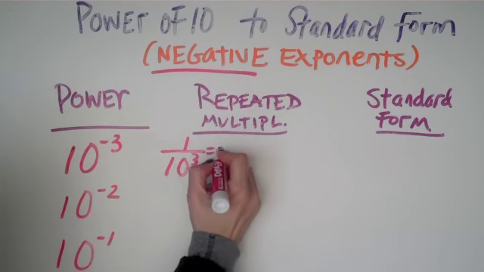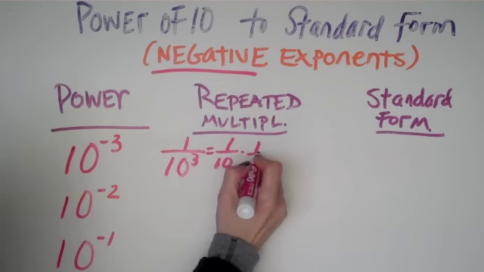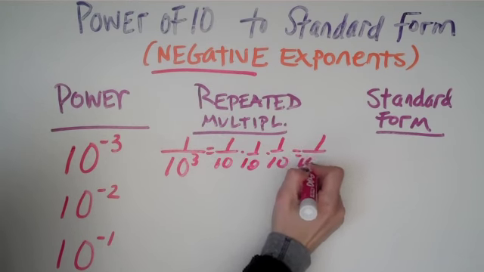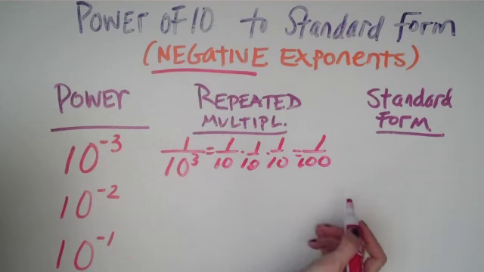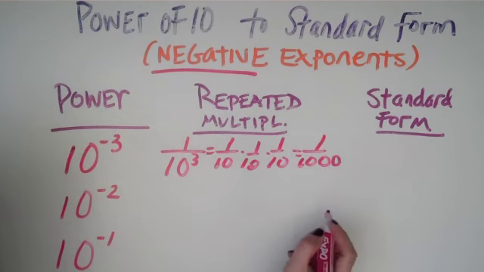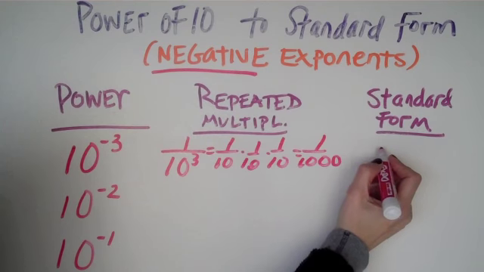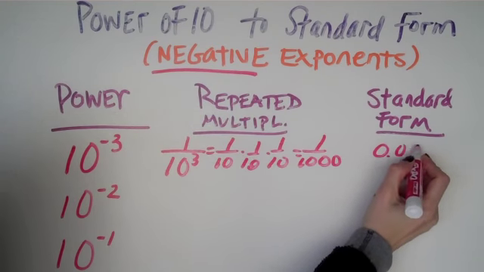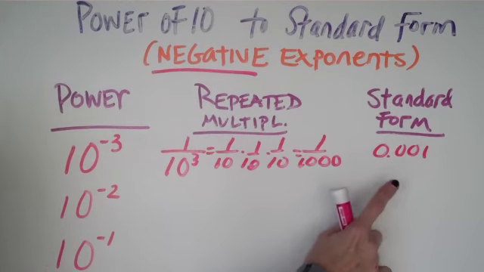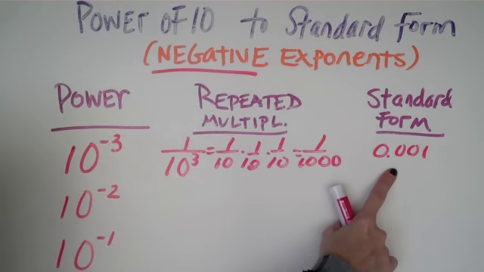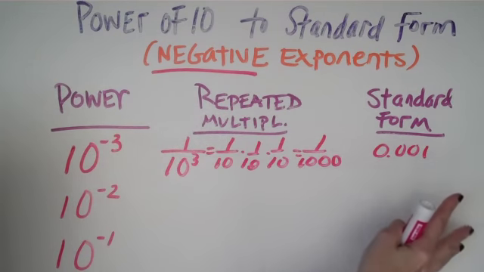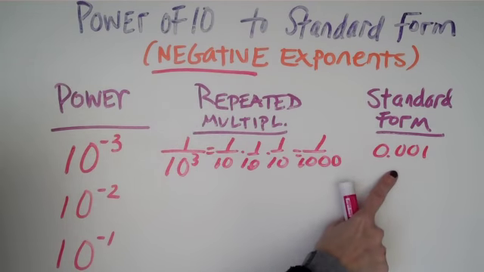Well, what does that mean? That means 1 over 10 times 1 over 10 times 1 over 10, which is 1 over 1,000. Now 1 over 1,000, if you rewrote that as a decimal, you would get tenths, hundredths, thousandths, 0.001. So this is standard form also. In our last examples with the positive exponents, we got a whole number. Now we're getting a decimal form.